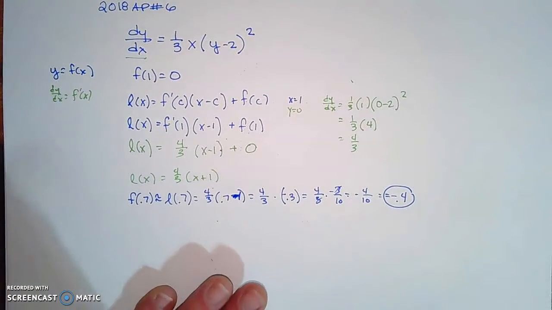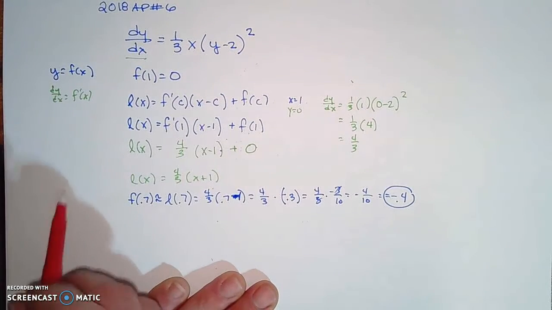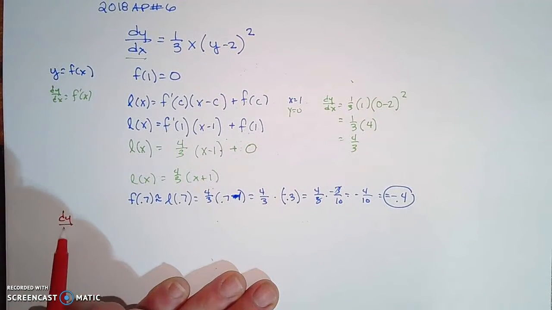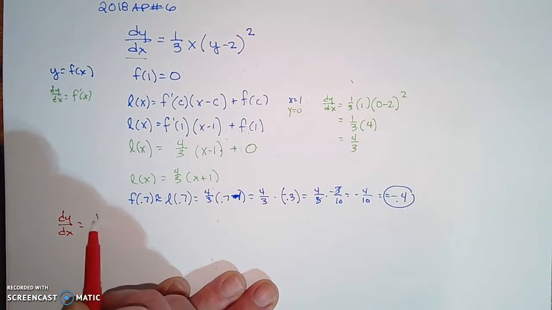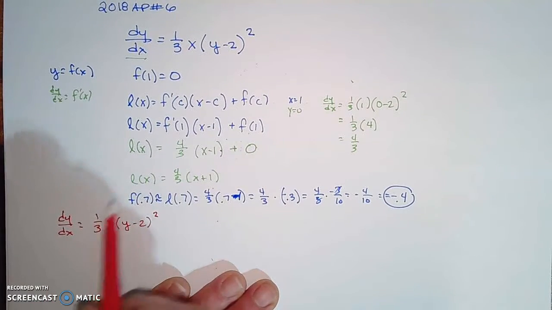So to solve this problem, let's get a different color here. I feel like Bob Ross. Let's go to Happy Tree. Let's make it red. All right. So let's start right here: dy over dx equals 1/3 x (y minus 2) squared.